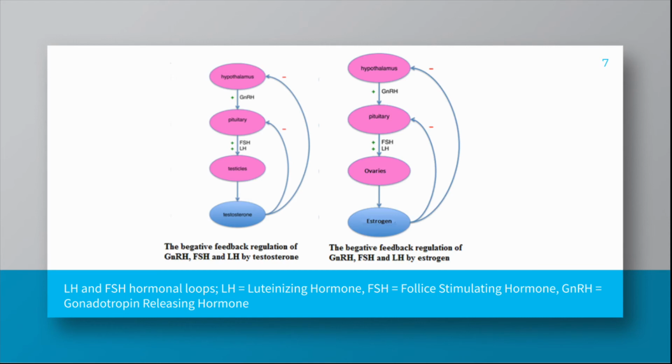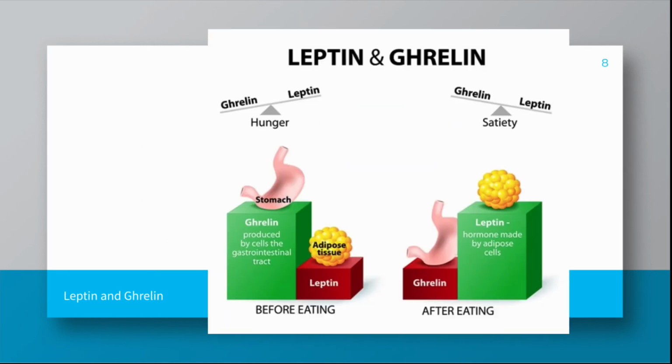So now we're going to cover two more important hormones, which are leptin and ghrelin, which control our appetite and sense of hunger. When our stomach is empty, the gastrointestinal tract will release the hormone ghrelin, which will travel to the hypothalamus to activate its hunger circuits and alert our body that we must search and eat food to satisfy our appetite.